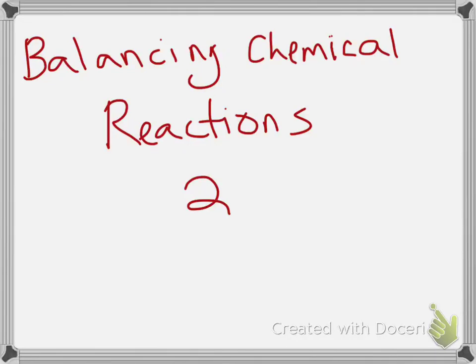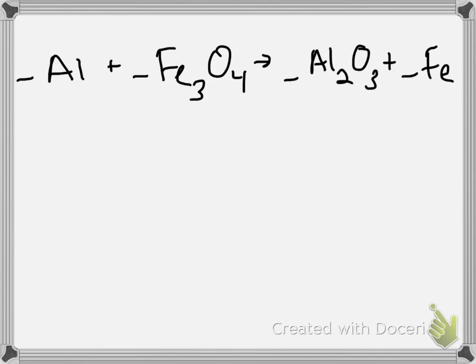In this video, I'm going to show you how to balance chemical reaction number 3 on the balancing chemical reactions worksheet. This is the reaction that we have. So we're starting off by just listing the elements that are present in this reaction. So we have aluminum, iron, and oxygen, and we have these both on the reactant side and on the product side.